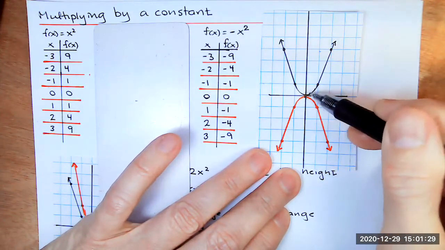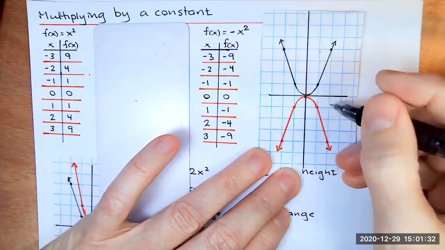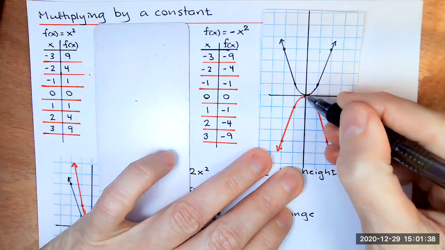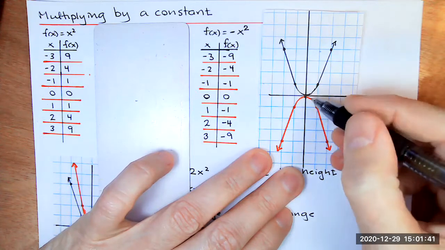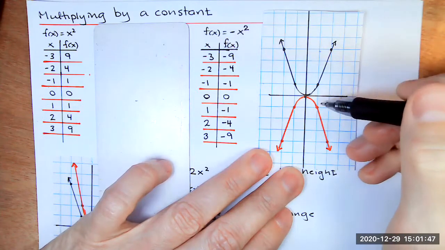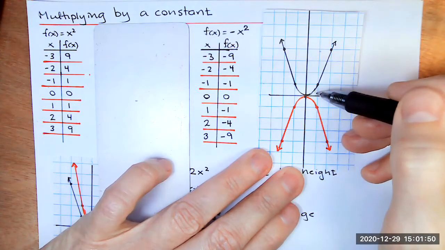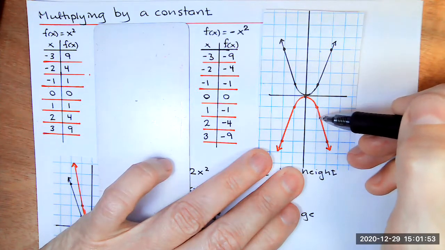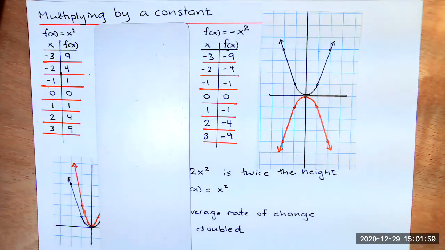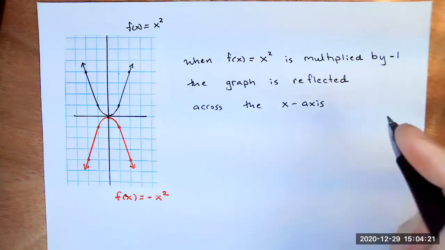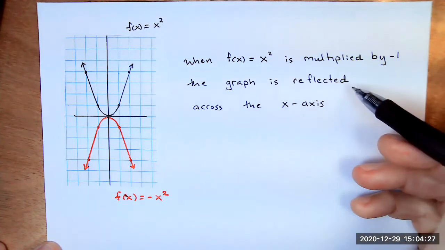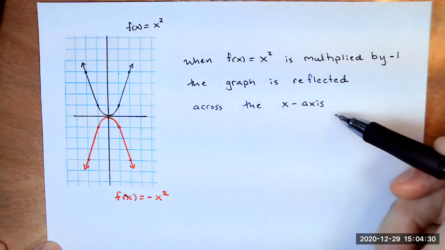And the average rate of change of the function, well, what's happened to it? The average rate of change from 0 to 1 in the original function is positive 1. The average rate of change of the new function is going to be negative 1. So the average rate of change is the same amount, but the opposite sign in this new function. So let's write that down. When you multiply a function by negative 1, its graph is reflected across the x-axis.